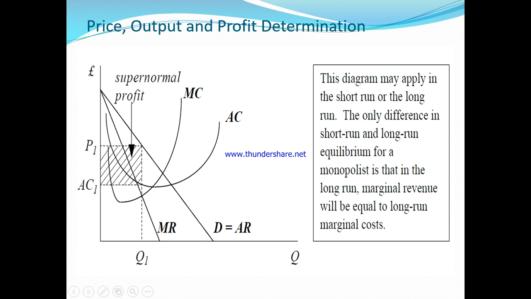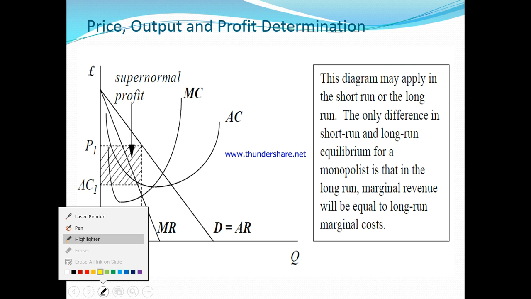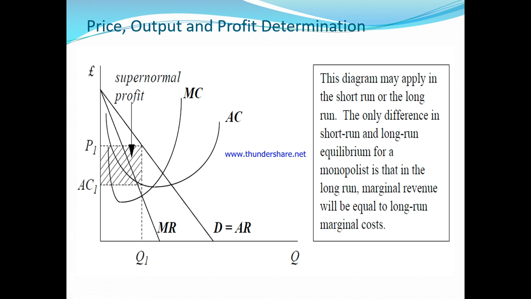Okay, yeah. So we were saying that for a monopoly, this is the demand or average revenue curve. Actually, this is supposed to be the average revenue curve. Then we have the marginal revenue curve, the marginal cost curve, and then the average cost curve.